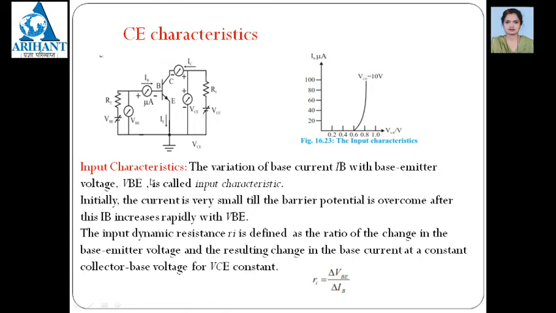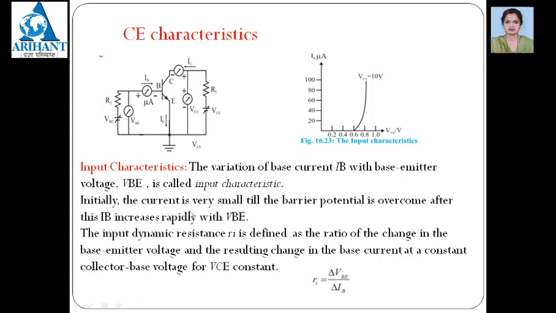Now the input characteristic represents the variation of the base current IB with the base emitter voltage VBE, and it is called the input characteristics. Means at the input side, you have applied the voltage between base and emitter, and whatever voltage you are applying here, what is happening to this current, this is nothing but your input characteristics. Means at the input side only.